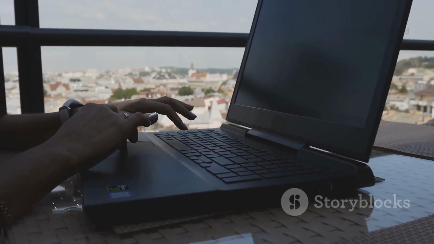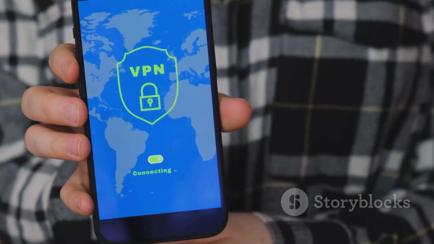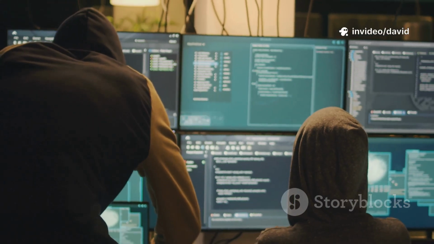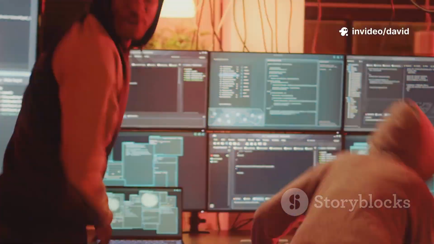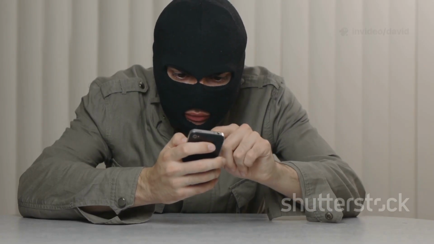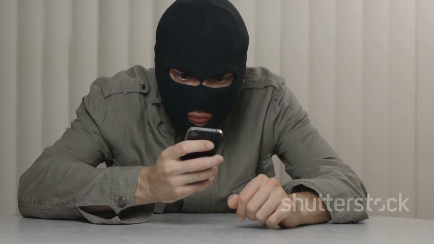The pushback against VPN use is a direct result of these censorship efforts. Countries like Russia have blocked hundreds of VPN services, and authorities have banned the dissemination of information about censorship circumvention tools. This has led to a cat-and-mouse game between users seeking privacy and governments trying to control access.